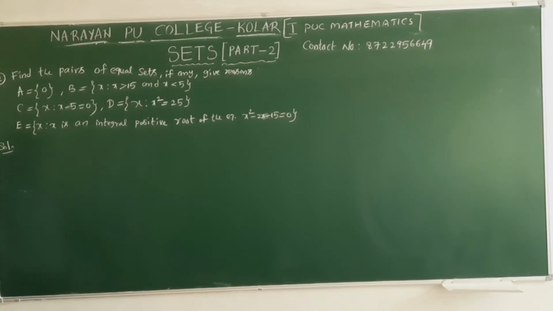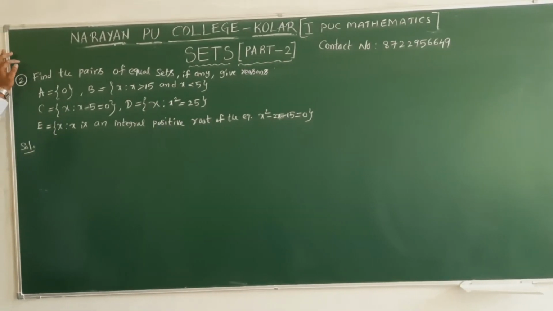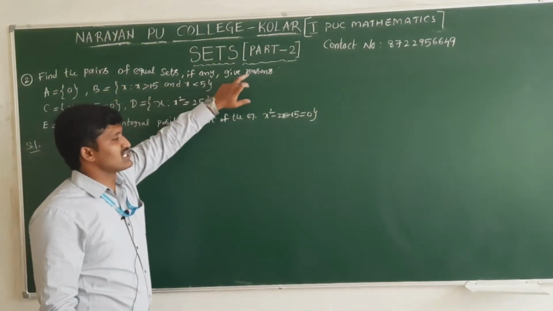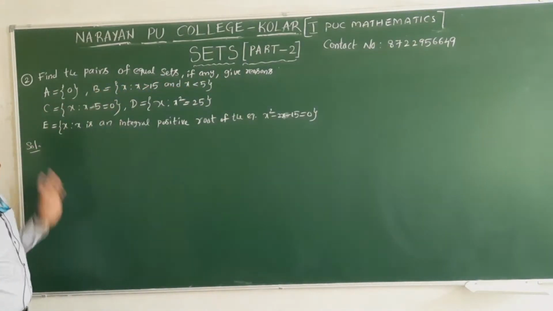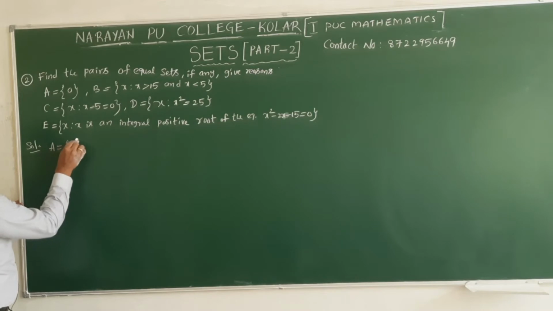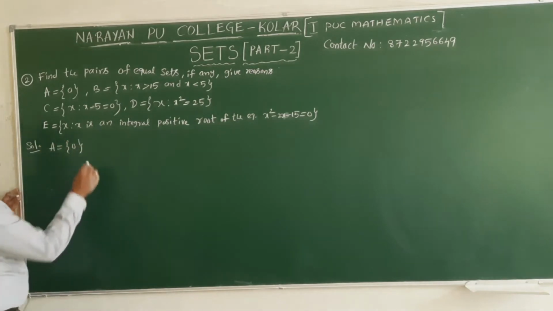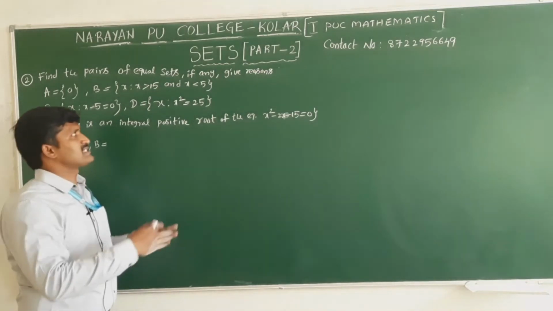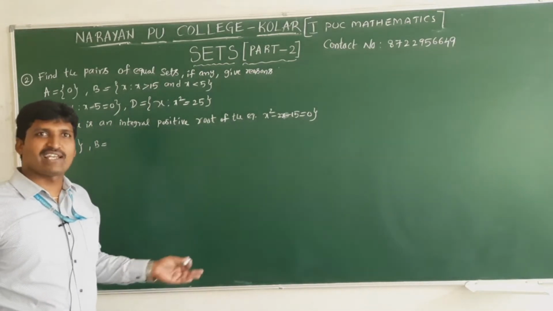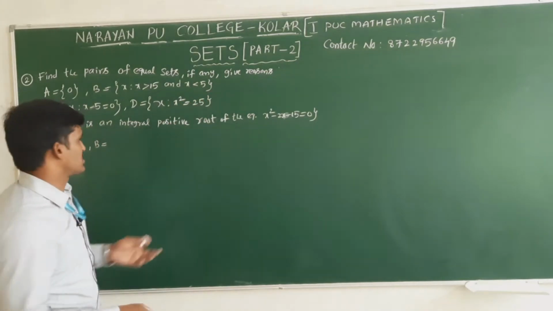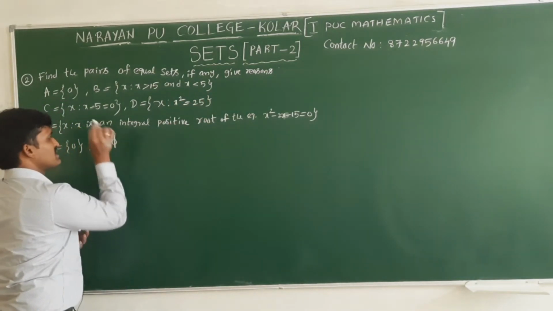Coming to the second example: find the pairs of equal sets, if any, and give reasons. Are there any equal sets, and give the reason. Okay, A is given clearly. A has only one element, 0. For B, X is greater than 15 and less than 5. Is greater than 15 and less than 5 possible? 16, 17 are greater than 15, but less than 5 is not possible. That's why B is clearly an empty set.